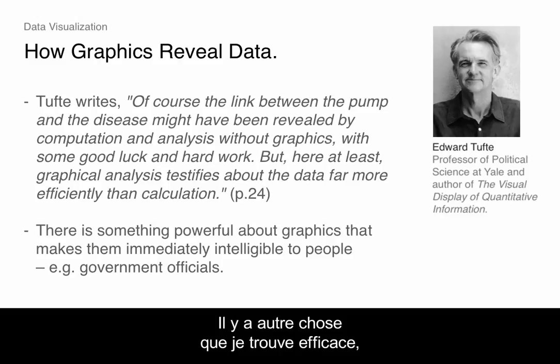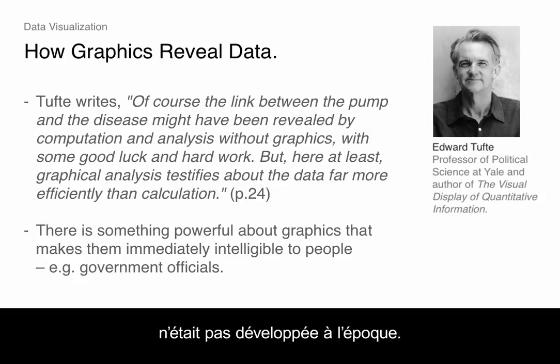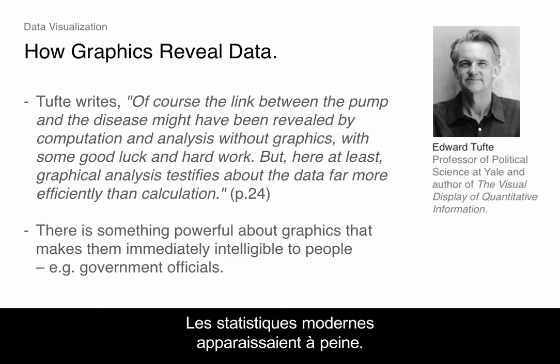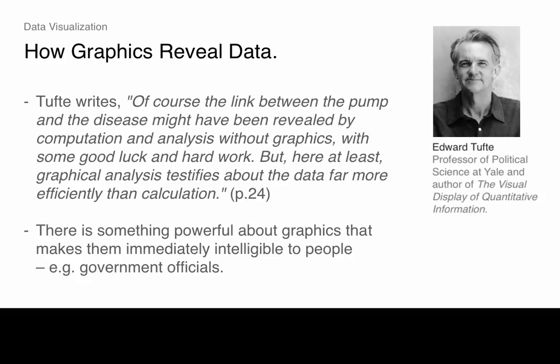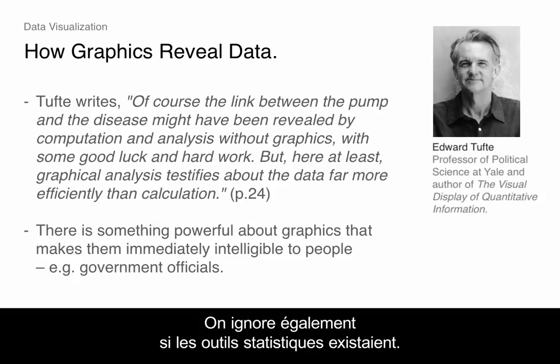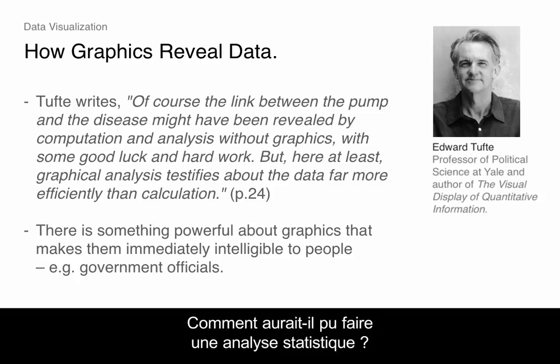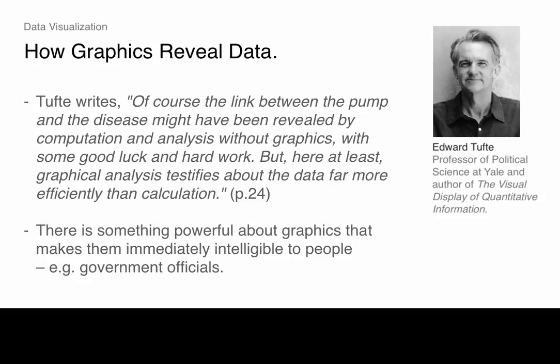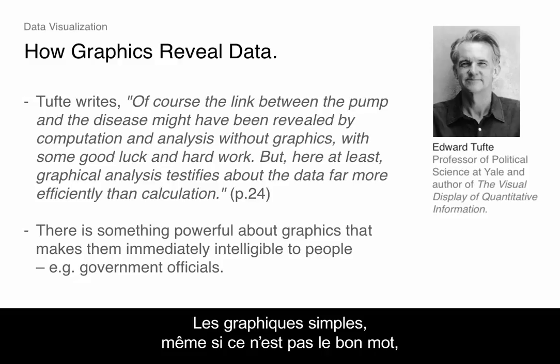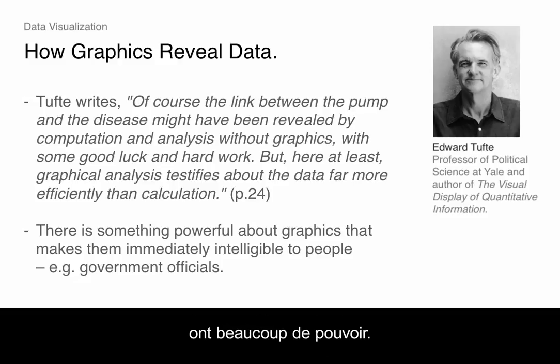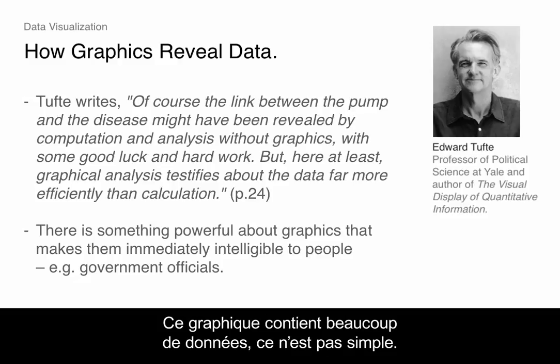Another thing that I think is effective is, first of all, statistical analysis wasn't that developed at that time. Modern statistics emerges after this point. So it's not even clear the statistical tools were there. There weren't even computers to do the analysis. How would he have done this statistical analysis? He kind of had to do it graphically. There's something very powerful about simple graphics, or I don't want to say simple, there's a ton of data on that graphic, so it's not simple.